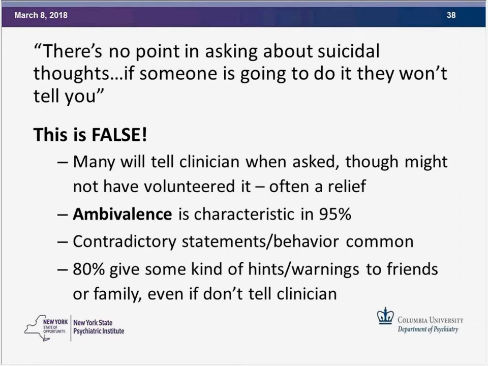I heard a story about a man who, the same week that he made a suicide attempt, also booked a family vacation for the next school break. So he was thinking about something positive in the future at the same time that he was thinking about killing himself. And we know 80% actually will give some kind of hints or warnings to friends or family. And I think that number is probably even higher these days because it's so easy now on social media to post something that is vaguely suicidal or has some kind of depressive message in it.